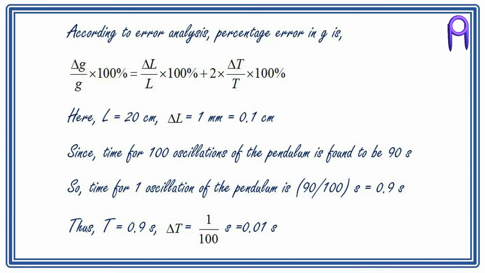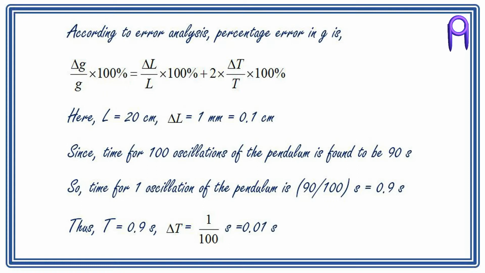According to error analysis, the percentage error in g, Δg/g multiplied by 100%, is equal to ΔL/L multiplied by 100% plus twice ΔT/T multiplied by 100%.